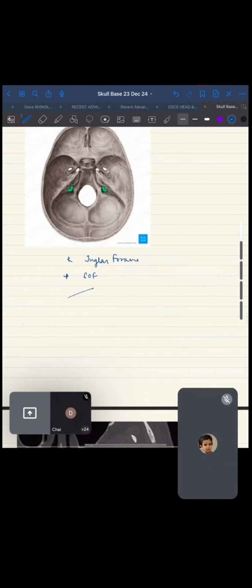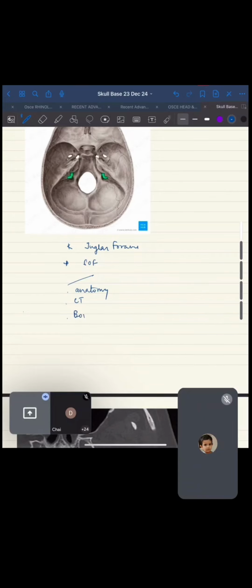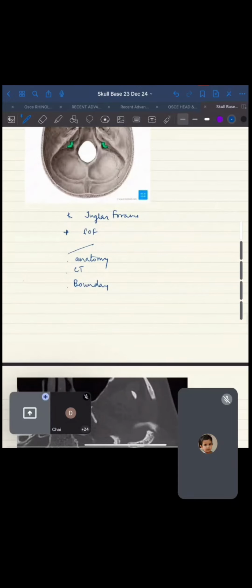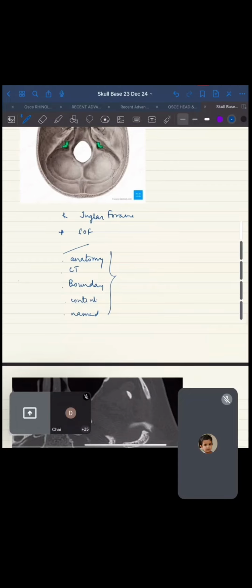Right from the anatomy, that is a handwritten diagram, they might ask you to draw the diagram also. Then the CT of it, too. Then boundaries of it. This came in one of my exams, what are the boundaries of the superior orbital fissure. I remembered how to see it, but in the exam I had to guess and write it. Then boundaries, then contents, and anything named out of it. So let's see what is there.